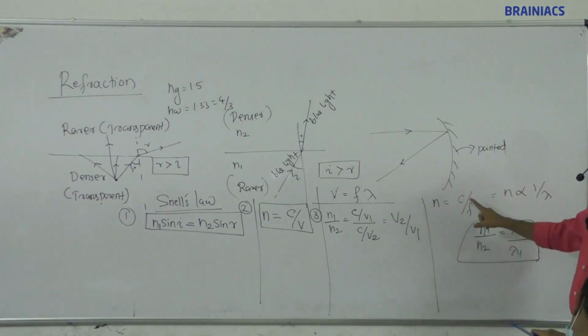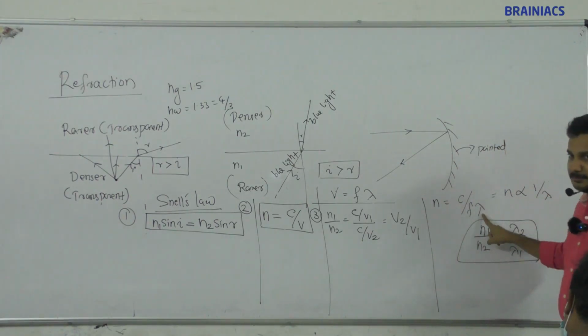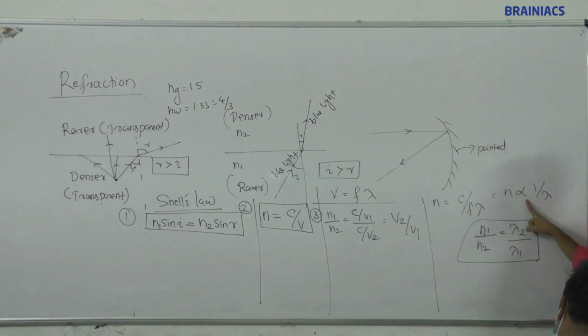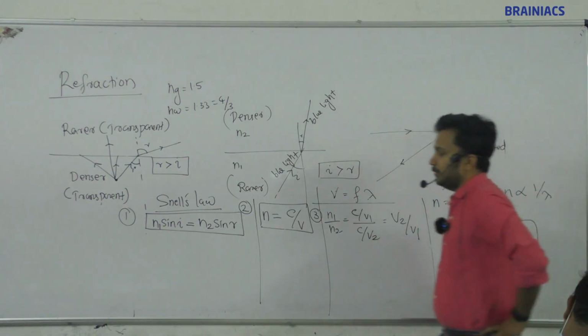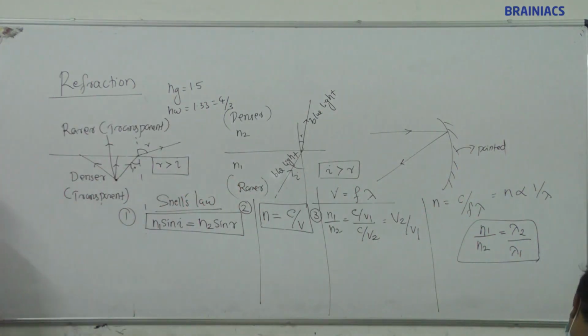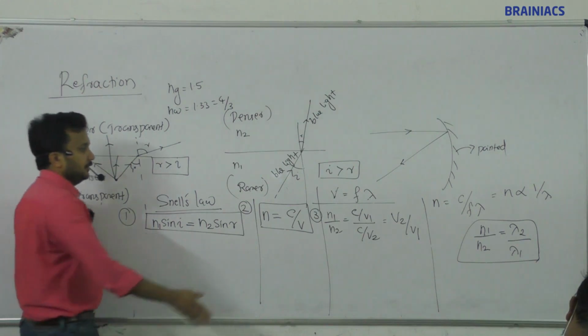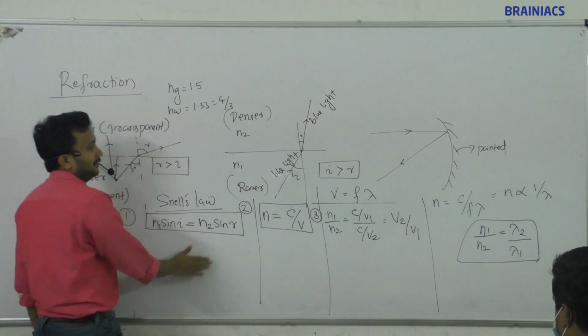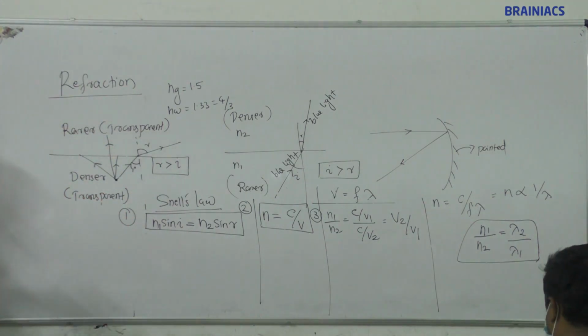Then write n equal to c by f lambda. n is proportional to 1 by lambda. So n1 by n2 is equal to lambda 2 by lambda 1. This formula is important. Write one question.